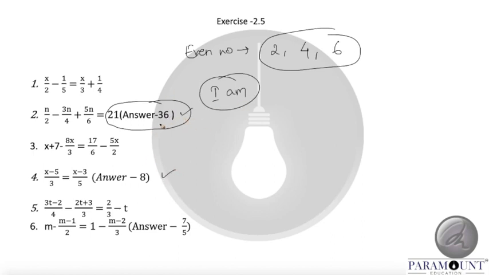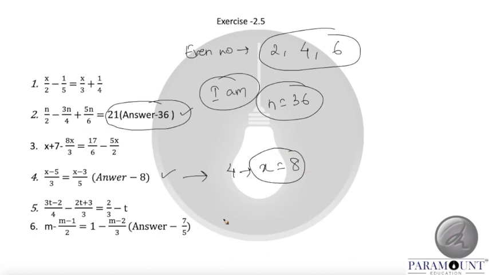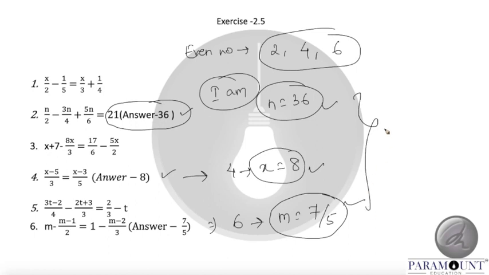So the answer for the second question is the value of n is 36. The answer for the fourth question is the value of x you'll get as 8, and the answer for the sixth question is the value of m you'll get as 7 by 5. So you'll get these three answers as your right answer if you solved it correctly.